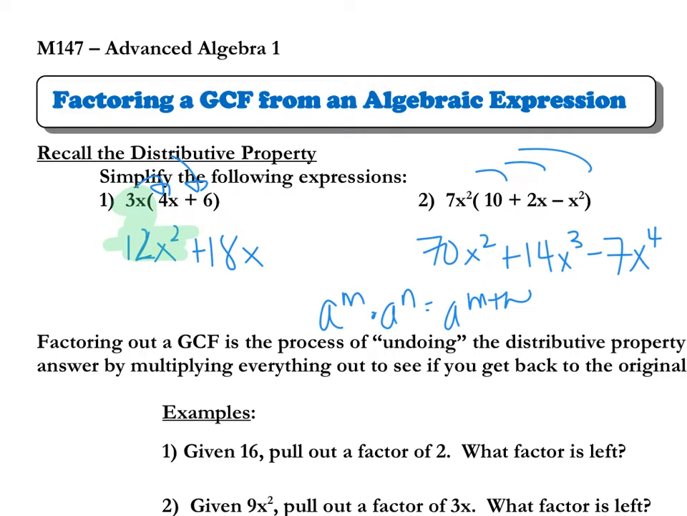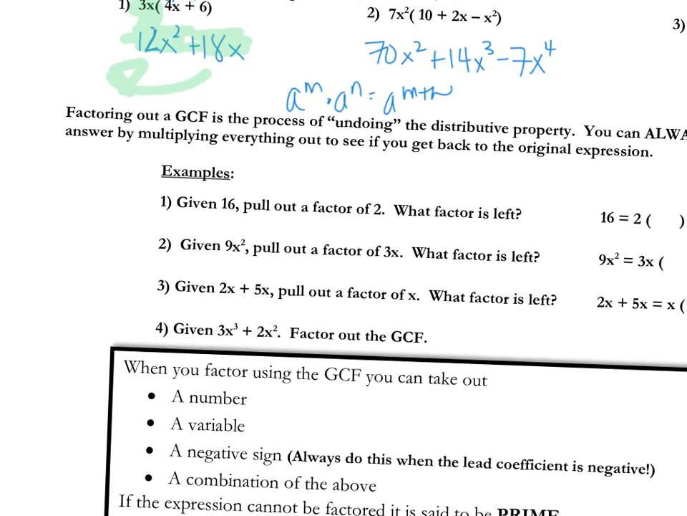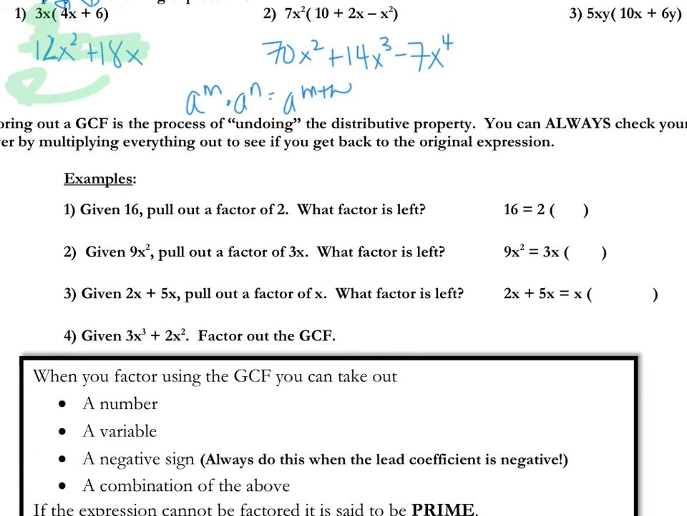Okay, notice that both these terms have 3x, and we're going to go the other direction. We're going to take it out. So for example, if you have 16 and you take out a factor of 2, what is left over? Well, 16 divided by 2, you would get 8. If you take out a 3x of the next example, essentially what you're doing is just dividing, and you get 3x. And then lastly, if you take out an x out of this one, you're left with 2 plus 5, which would just be 7.